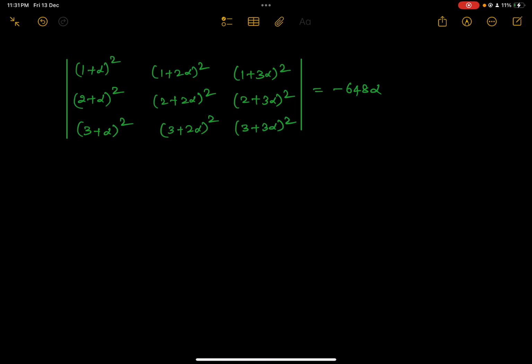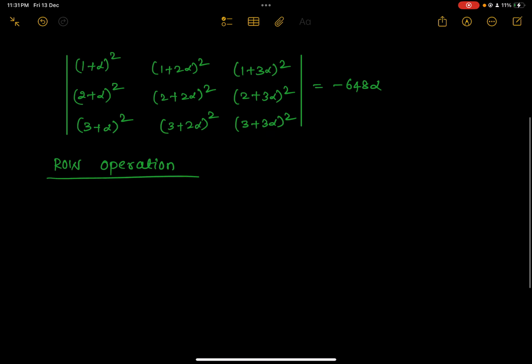I'll try to give a brief idea about this question. Whenever you find these kind of determinants, instead of solving for the determinant just by expanding the determinant, we go for row column operations. So this is a very traditional way of doing it.